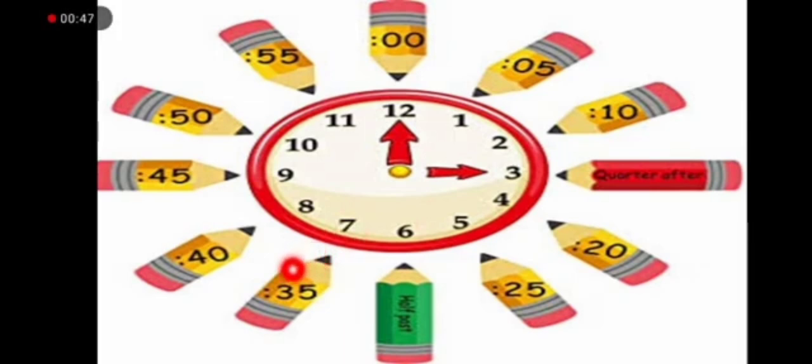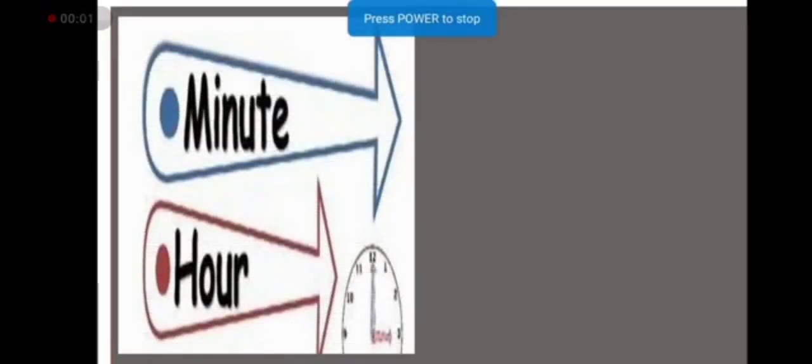7 times 5 is 35. 8 times 5 is 40. 9 times 5 is 45. 10 times 5 is 50. 11 times 5 is 55. And 12 times 5 is 60. It means how many minutes are there in 1 hour? There are 60 minutes in 1 hour.